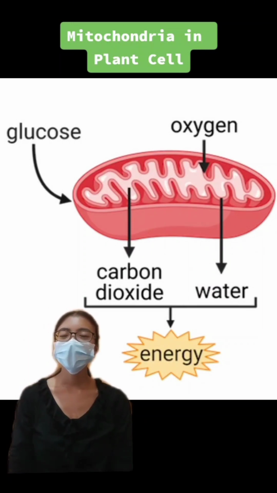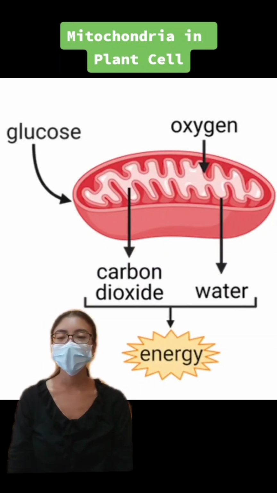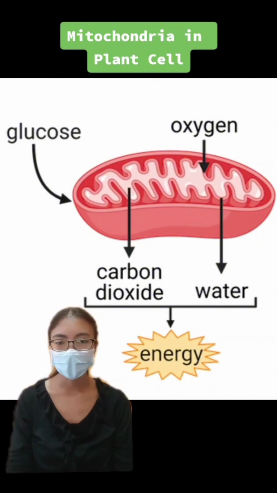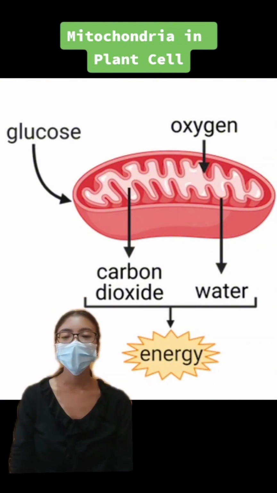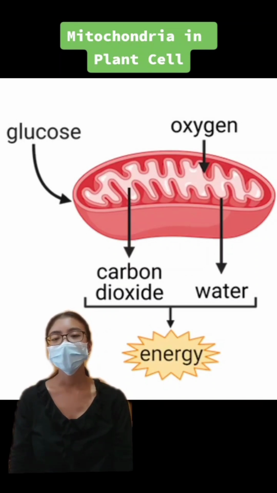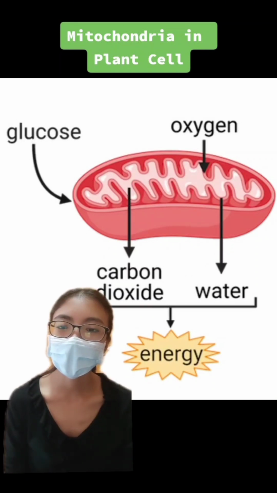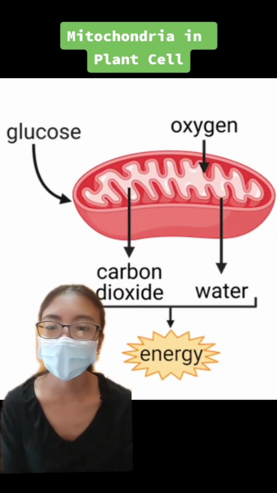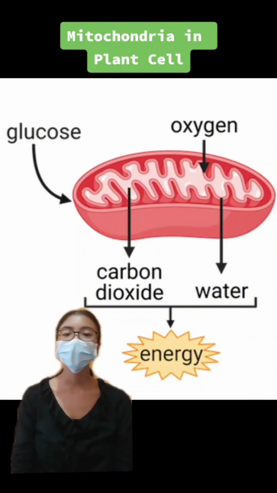So let's talk about the importance of mitochondria in a plant cell. Mitochondria play an important role in a plant cell. It's a simple explanation. Plants cannot live without mitochondria, because mitochondria is the source of energy that carries out the functions of the plant cell. So without mitochondria, plants cannot live.